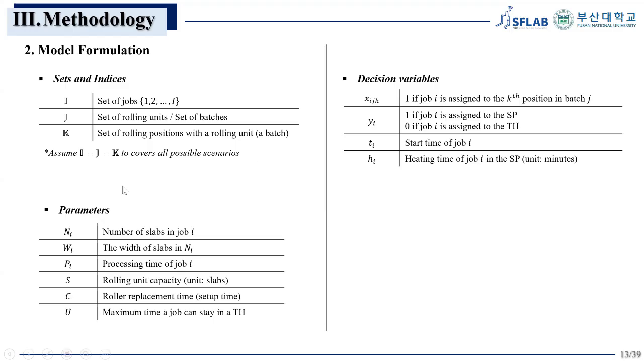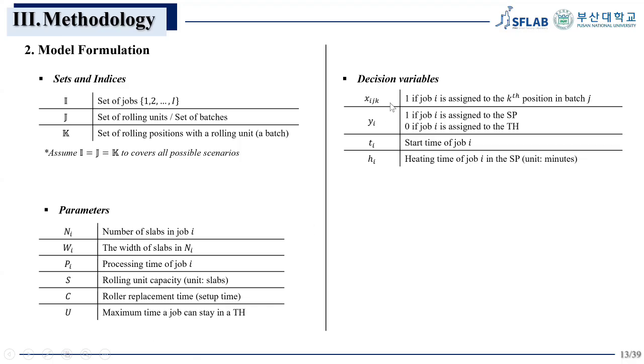For the parameters, we define first the number of slabs in a job, the width of slab, the processing time of job, the rolling unit capacity, the roller replacement time, the setup time, and the maximum time a job can stay in the TH, or the time limit.